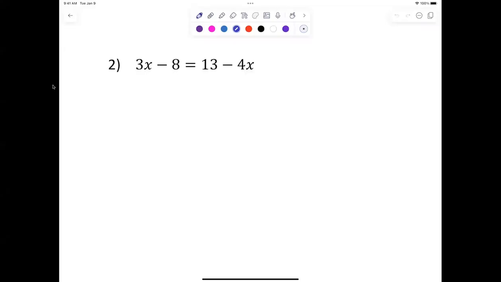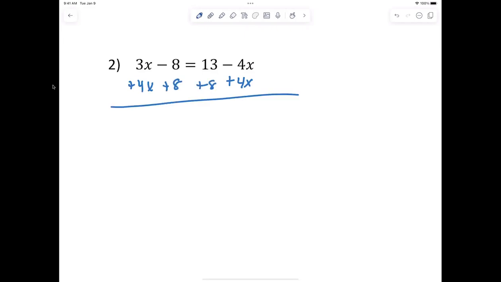All right. Again, here we go. We're moving variables. Just watch. That's the main thing. We're adding 4x, adding 4x, adding 8, adding 8. 7x equals 21. So x equals 3.